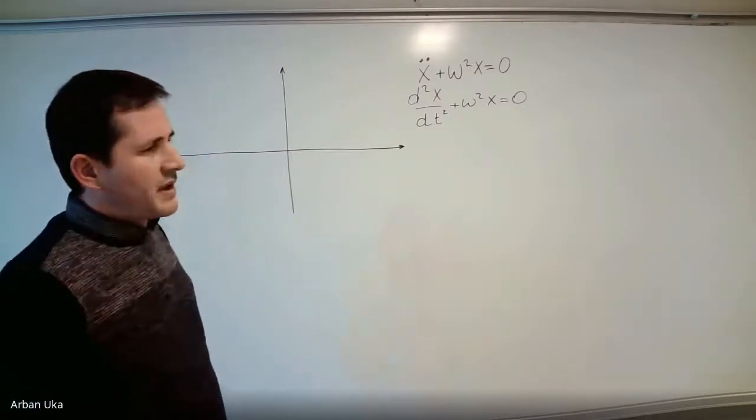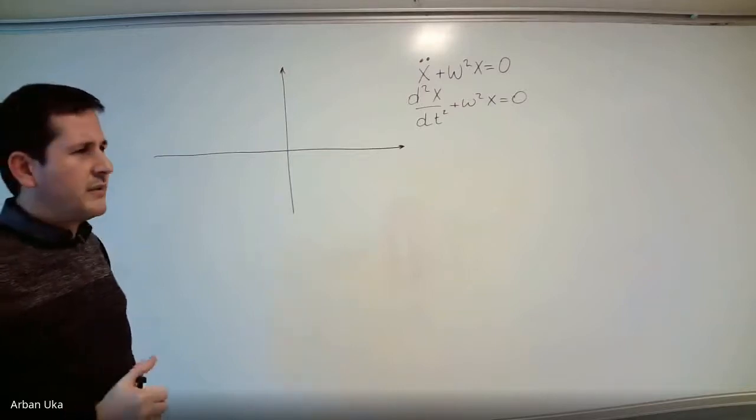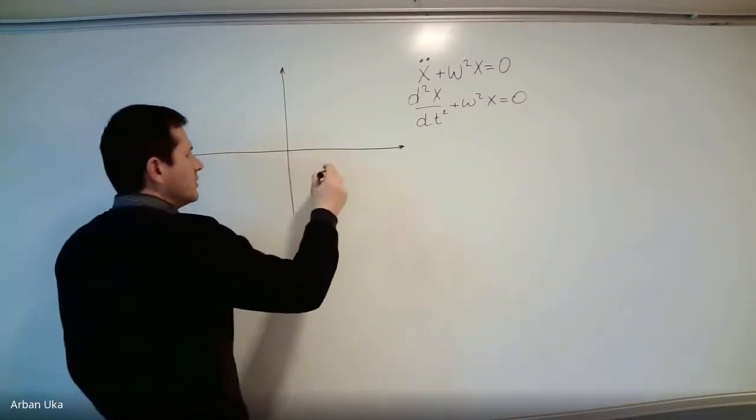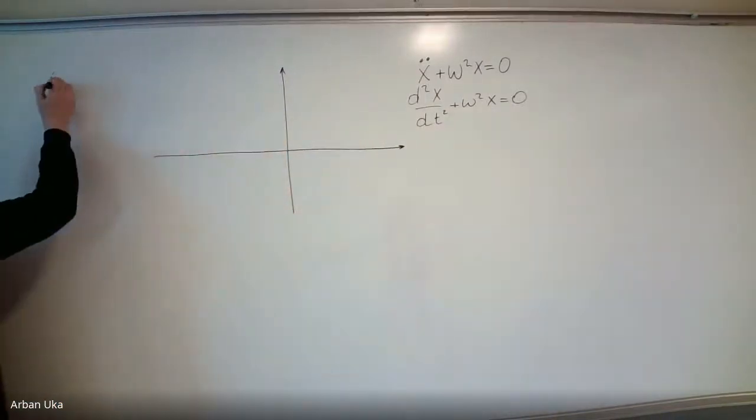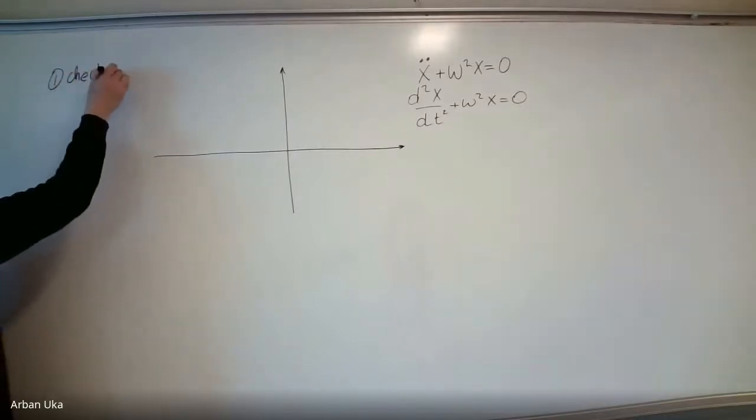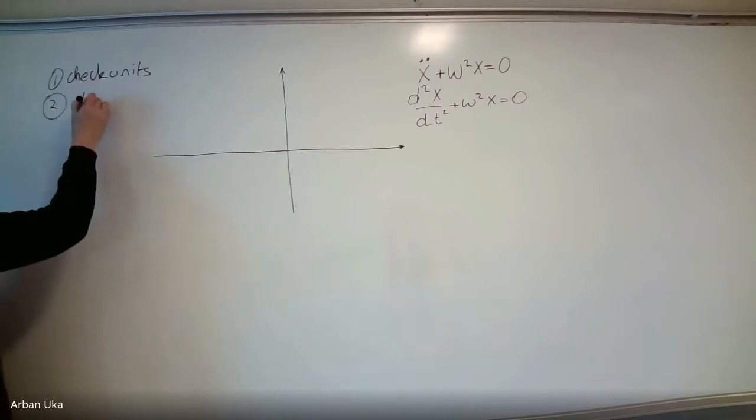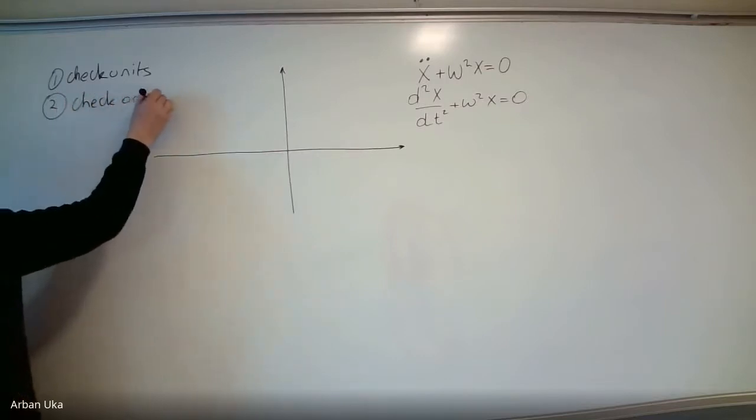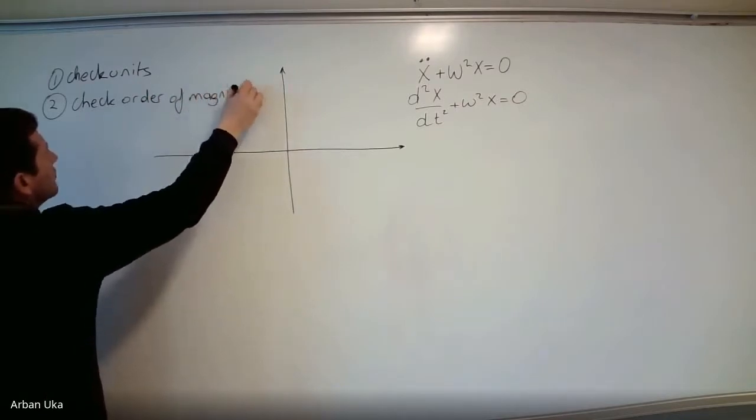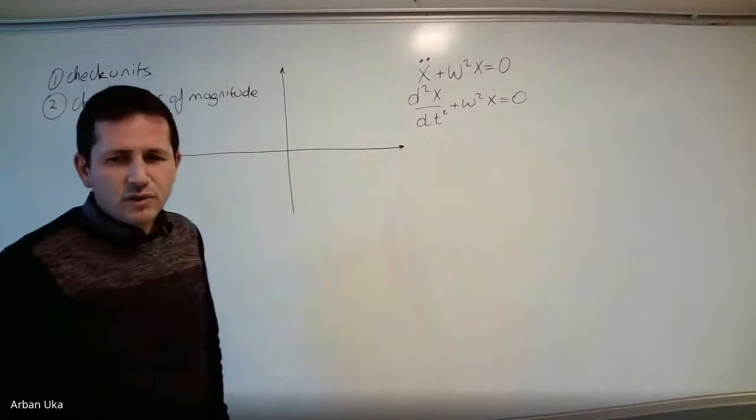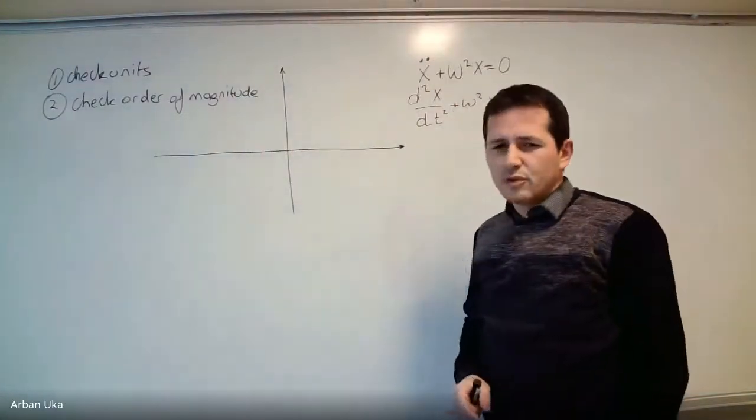Let me say it this way. The most important thing for an engineer is the first one is to check the units. So first thing, check units. Second thing, check order of magnitude. A student who comes to an exam and does the units wrong gets 0 points. The second part is check the order of magnitude of some quantities.